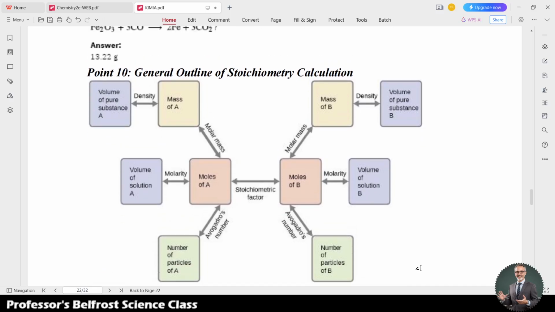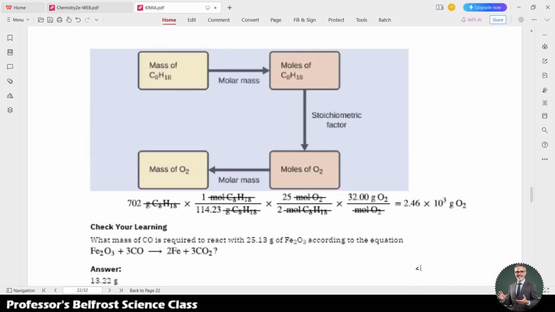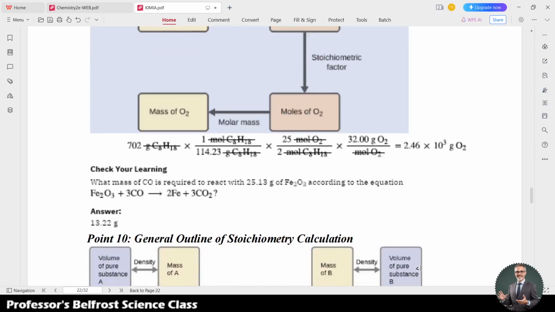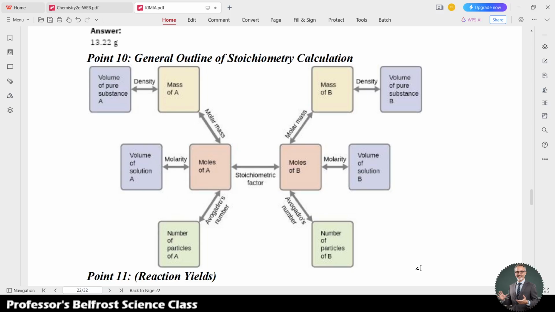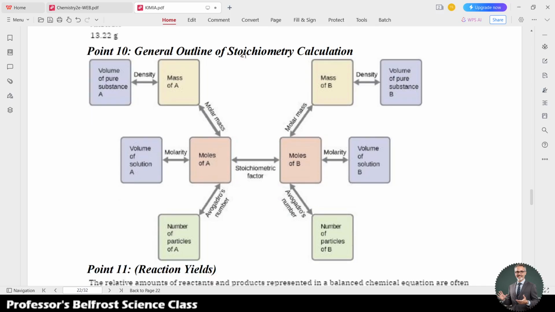Okay, so after we have pointed out many ways to solve stoichiometric reactions, finally we are pointing out the summary. Okay, so here's point 10: general outline of stoichiometry calculations. This is the summary, actually the flowchart summary.